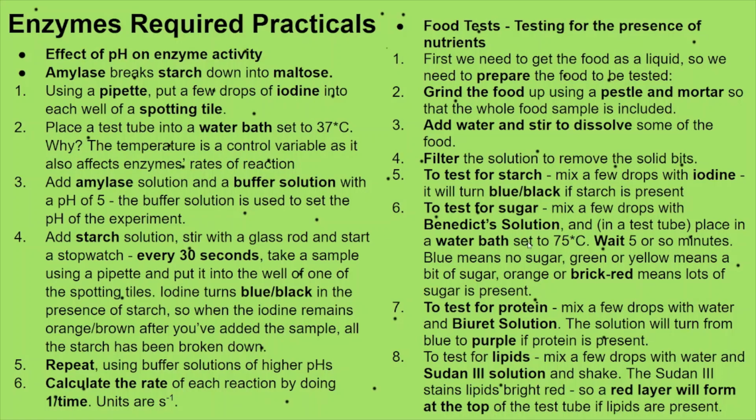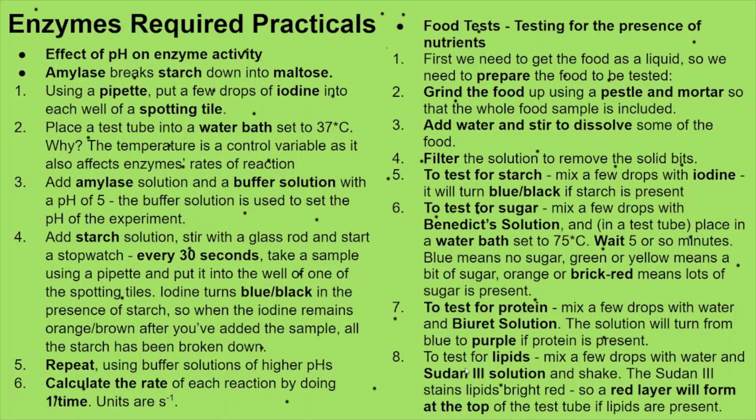For this one, we need to put it in a water bath, set it to 75 degrees C, and give it 5 minutes or so. And Benedict's solution, well, it's blue, so if it remains blue, then there's no sugar. If it goes green or yellow, that kind of means a bit of sugar, but the closer to brick red it is generally, the more sugar is there. To test for protein, we're going to mix a few drops of our solution with water and biuret solution, and this will turn from blue to purple if protein is present.